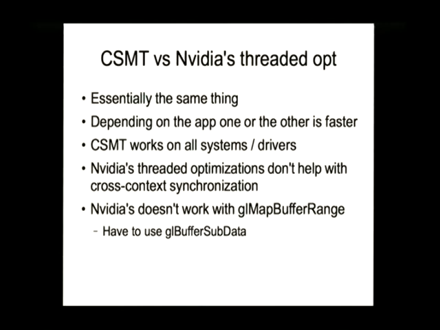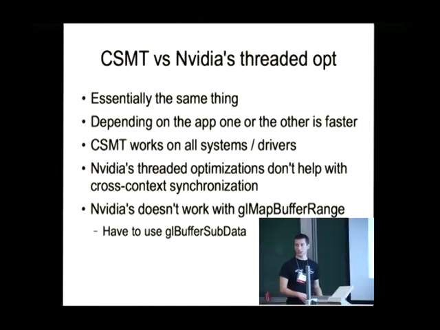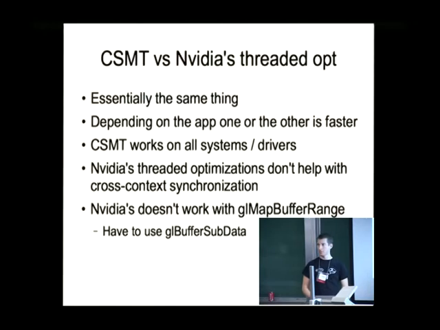And one question which users asked me a number of times via email is how our multi-threaded command stream compares to NVIDIA's GL threaded optimization. And the answer is that they're essentially the same, but depending on what the application does, one is faster than the other. So our command stream intercepts commands pretty much at the earliest level in the D3D call, and NVIDIA's command stream intercepts them after Wine is done generating GL calls.